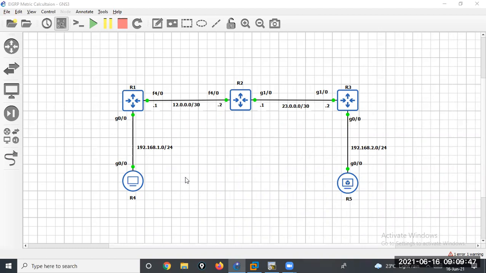Here router 1's LAN is 192.168.1.0/24 and router 3's LAN is the 192.168.2.0 network. Between router 1 and router 2 the network is 12.0.0.0/30, and between router 2 and router 3 the network is 23.0.0.0/30. Now first I will configure all the routers. Just give me 2 minutes, I will finish it.